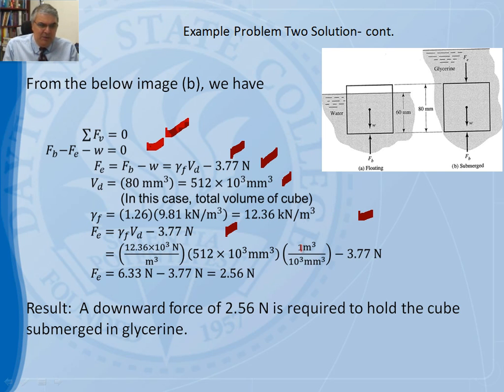And we're going to go through the calculations. Make sure you understand how we convert all these dimensions, convert all the units. That's very important. And eventually F sub E would be 6.33 minus 3.77, which is 2.56. Originally, we assumed a force direction of 2.56. That is correct. A 2.56 Newton force is required to hold the cube submerged in glycerin.